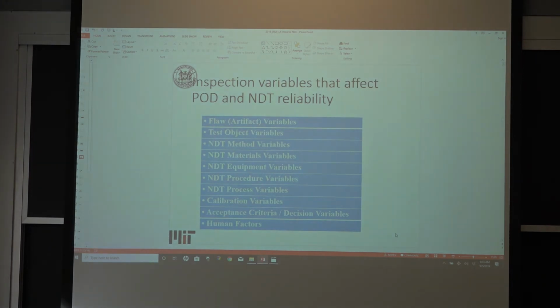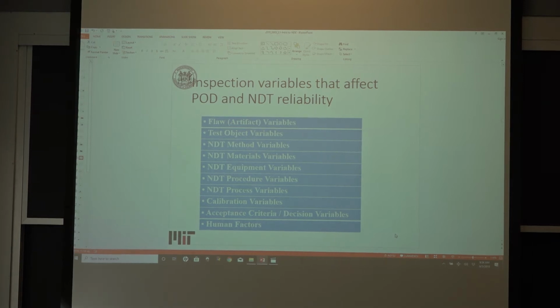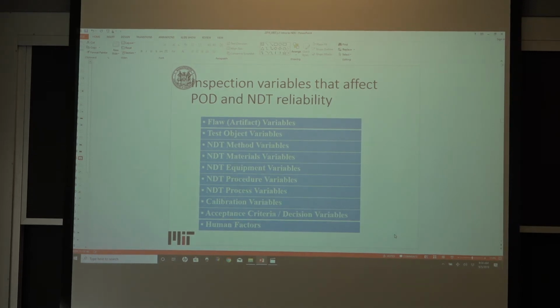So those are just a couple examples of real-world applications. Some things to consider, inspection variables that are relevant, and they are going to affect both the probability of detection as well as the confidence level in the technique, are what type of flaw are you looking for? And are there potential artifacts that will lead to false positive indications? That's relevant for ultrasonic inspections. They're called ghost echoes in the data.